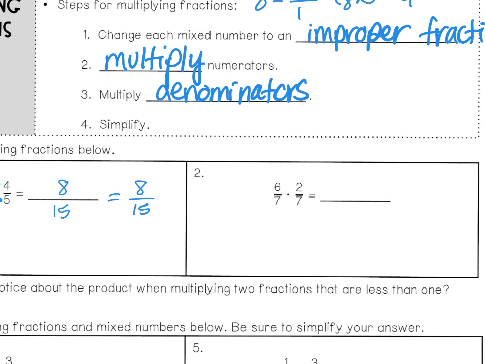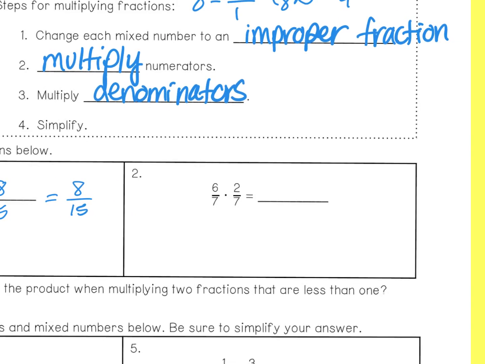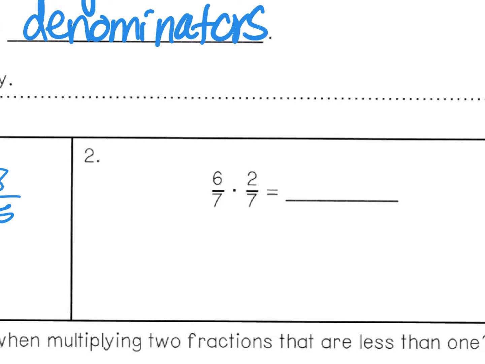For example number 2, you're going to do the same thing. We've got 6/7 times 2/7. We're going to first multiply our numerators together. 6 times 2 is 12. You're then going to multiply your denominators together. 7 times 7 is 49, giving us 12/49.